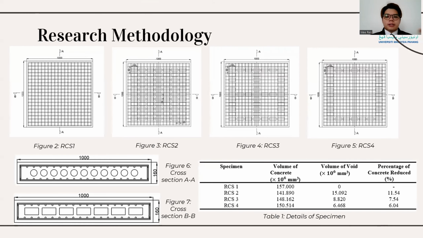So this is the drawing related to my study. RCS1 is a solid slab, whereas RCS2, 3, and 4 are cylinder void RC slabs with different arrangements. The percentage of concrete reduced is shown in Table 1. The cross-section of the slab is also shown at the lower left of the slide.